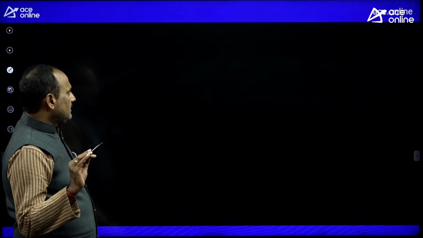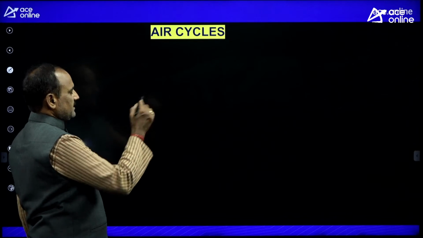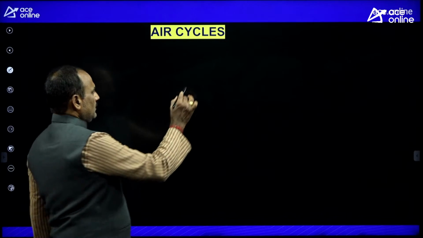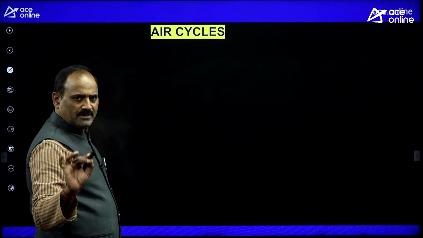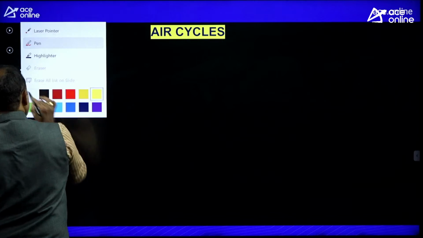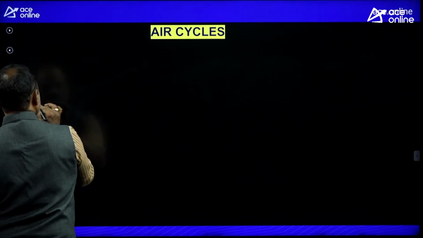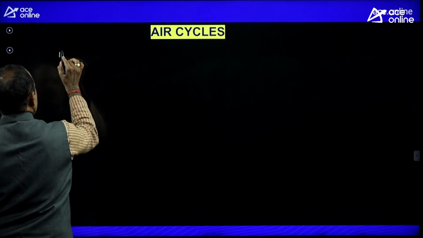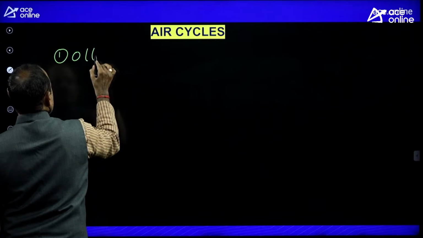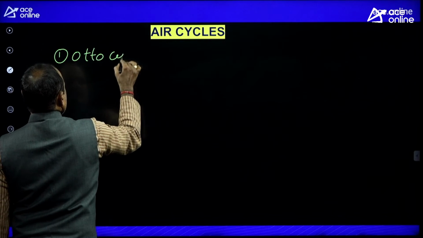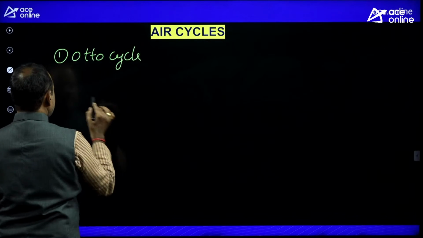Okay. Then the most important unit is air cycles. This is very, very important. 2 marks question can be expected from the air cycles. Under air cycles, you need to practice both theory and numericals on Otto cycle, theory and problems on Otto cycle.